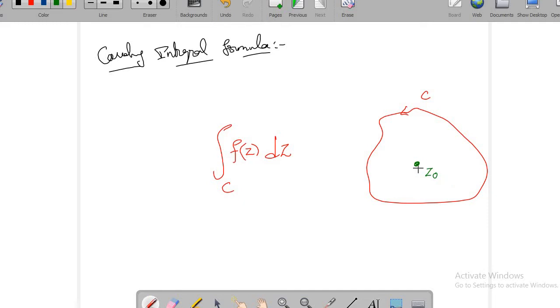If it is not analytic at z0, it means we can see that f(z) may be in this form: some nice function divided by z minus z0. You can think this way. Why? Because you are saying it is not analytic at z0. Then you can think that the given function may be in this form, g(z) divided by (z minus z0). And let us assume one thing: let us assume that here g(z) is not equal to 0.